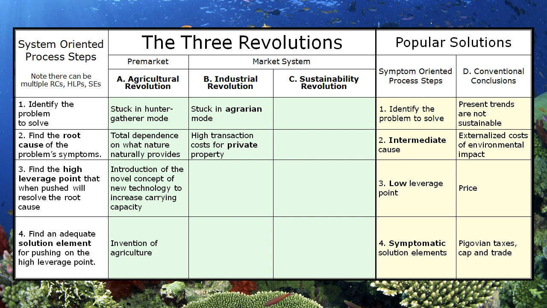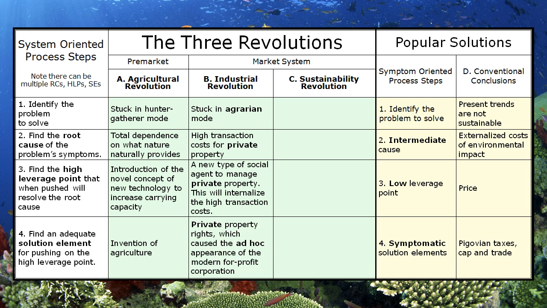The related high leverage point was a brand new type of social agent to manage private property. The exact solution element was private property rights, which caused the sudden appearance of the modern for-profit corporation. There's a strong pattern in column B, as shown in the bolded words. This pattern and further analysis can be used to fill in the blanks for column C.